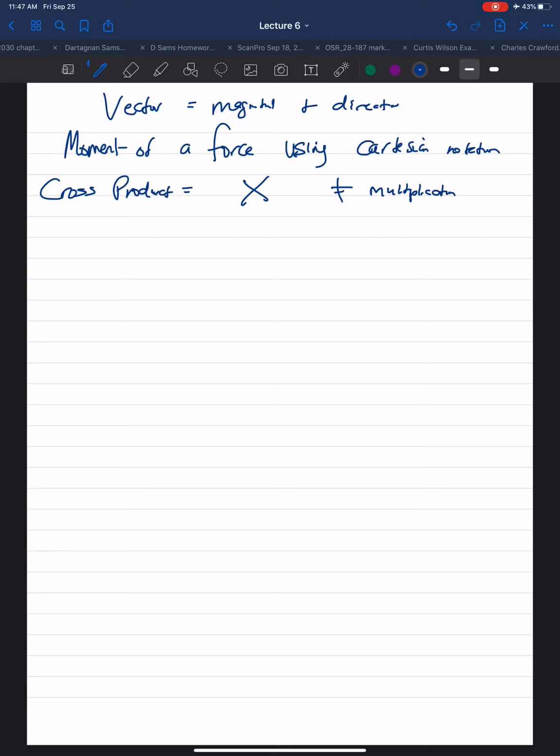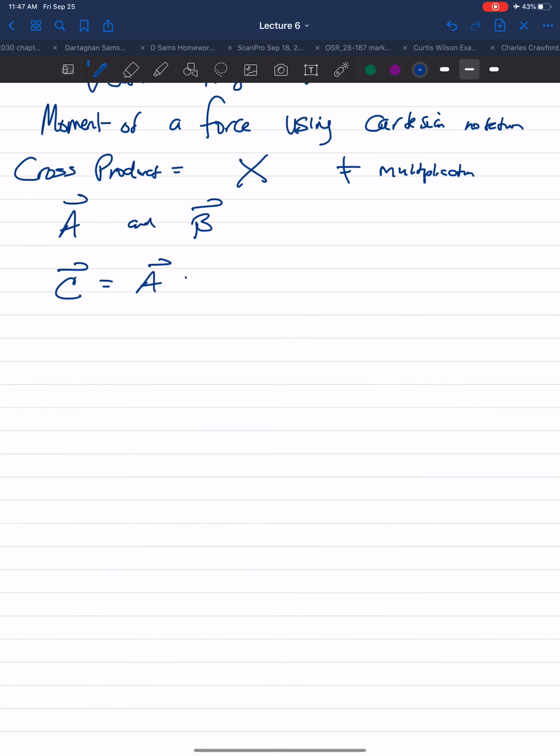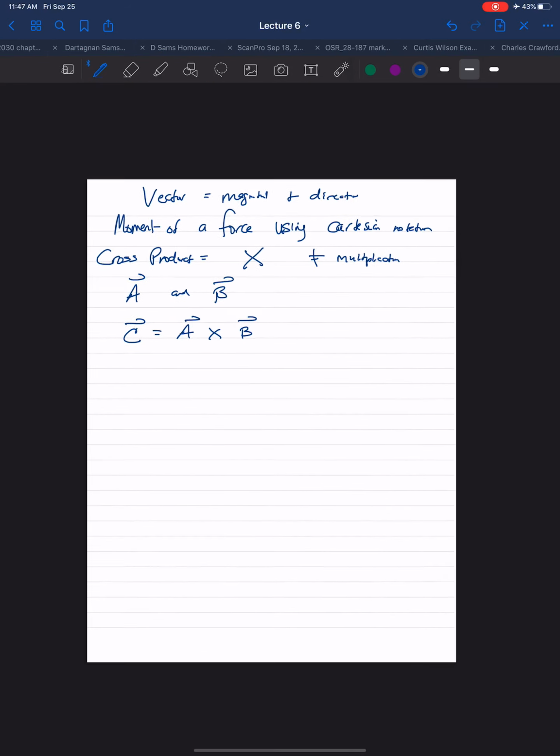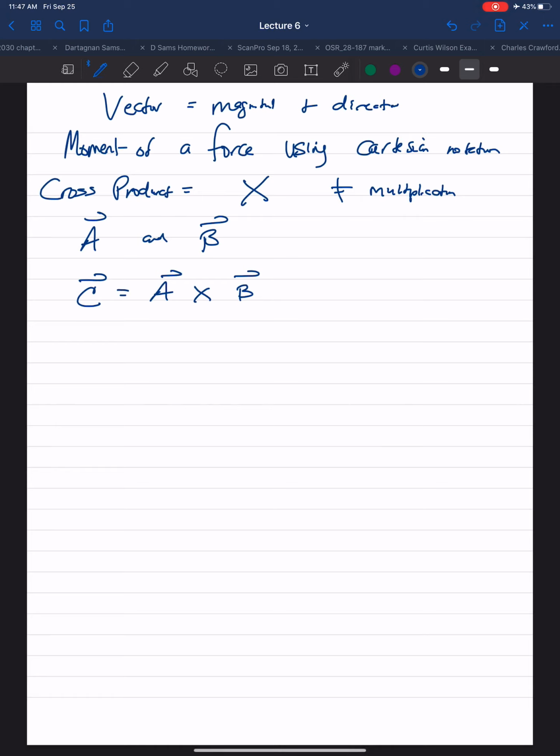So we have two vectors, A and B. The cross product of A and B gives a new vector, C. So vector C is equal to vector A cross vector B. That's how you say and write that. It does not mean multiply. I'll write that one more time. Does not mean multiplication.